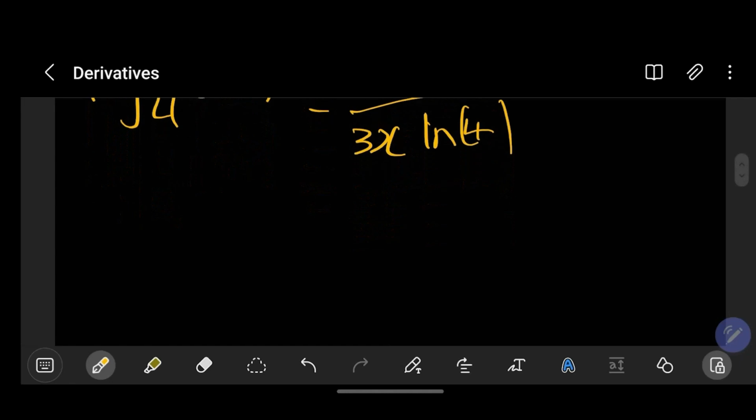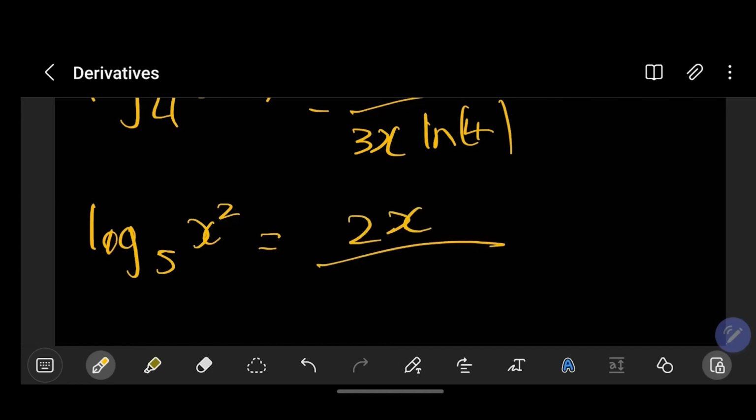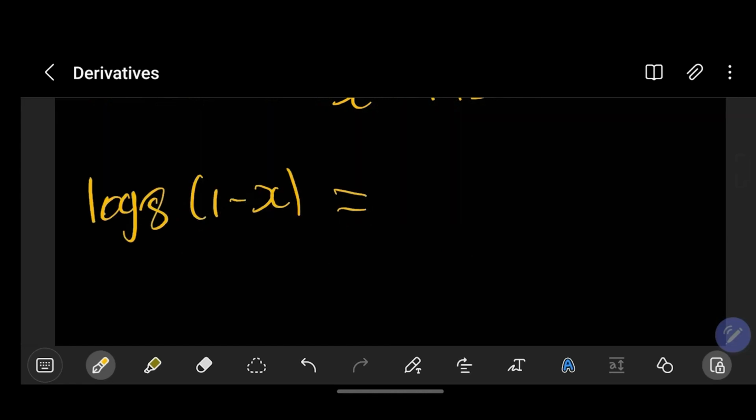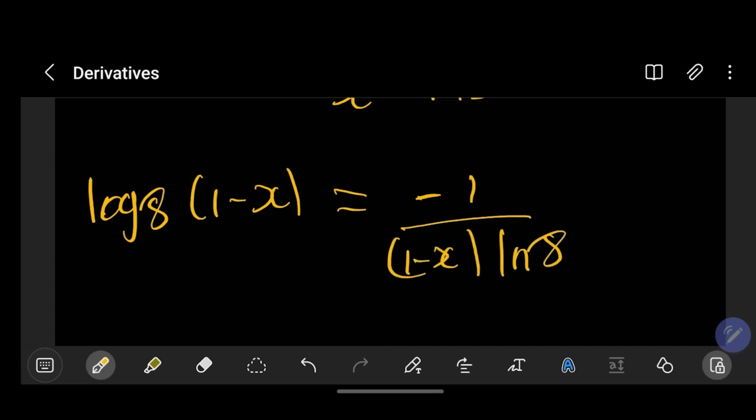Let's say we have the log base 5 of x squared. That's basically 2x all over x squared ln of 5. Okay, how about another one? Let's say we have log base 8 of 1 minus x. So first thing, take the derivative of 1 minus x, which is minus 1, all over 1 minus x ln of 8. Okay, so that's another rule you just need to remember.